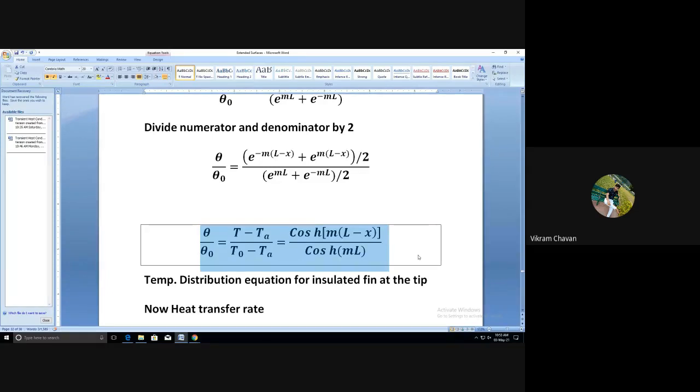Is everyone getting it? Is there any question, any doubt? So write down the equation. T minus Ta, that is theta divided by theta naught, is equal to (T minus Ta) divided by (T naught minus Ta), which is equal to cos hyperbolic of m (L minus x) divided by cos hyperbolic of m multiplied by L.